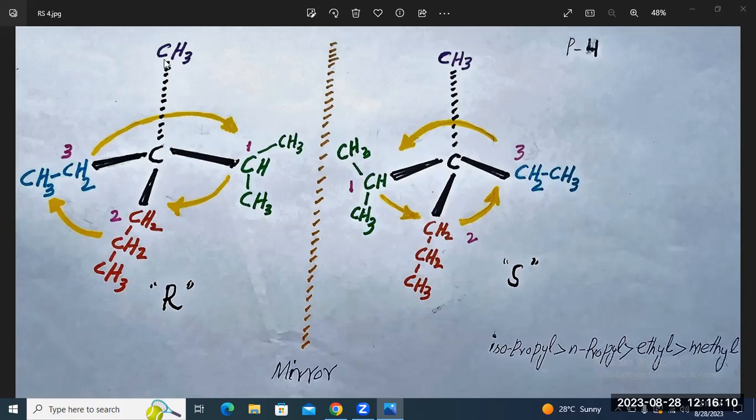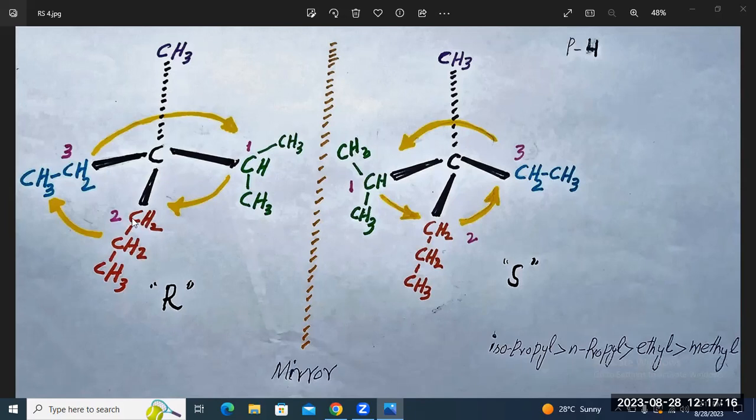This CH3 is of lowest priority, and we consider it as out of priority for the sake of assigning the configuration. So always the branched alkyl groups would get precedence over the unbranched ones. So isopropyl is branched and N-propyl is straight. The reason that the branched group would be taken prior to the normal group is that this carbon, which is attached to the central carbon atom, contains 2 CH3 groups directly attached to this carbon.